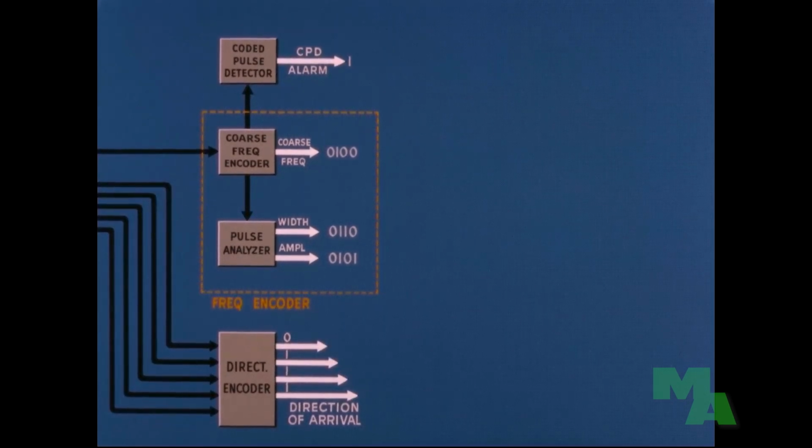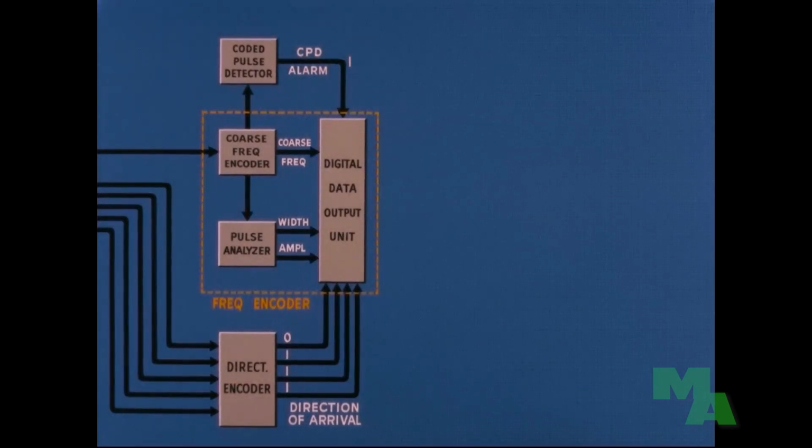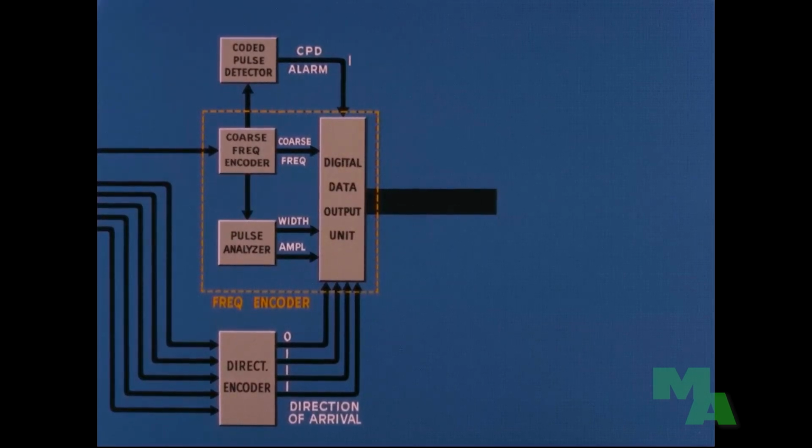All the information, coarse frequency, pulse width, relative pulse amplitude, CPD alarm, and direction of arrival, feed together into the digital data output unit. This unit's output is the nearly complete ECM word, lacking only time of arrival. The word is sent to the programmer and put in temporary storage registers.